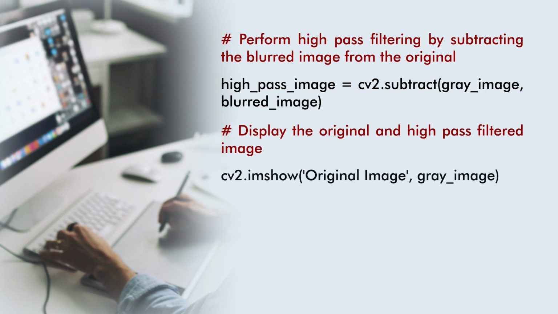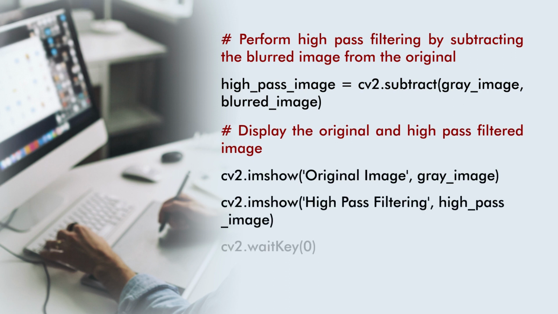Then display the original and high pass filtered images. By using imshow, we can show the original or grayscale image, and we can show the high pass filtered image. That completes the overall high pass filtering.